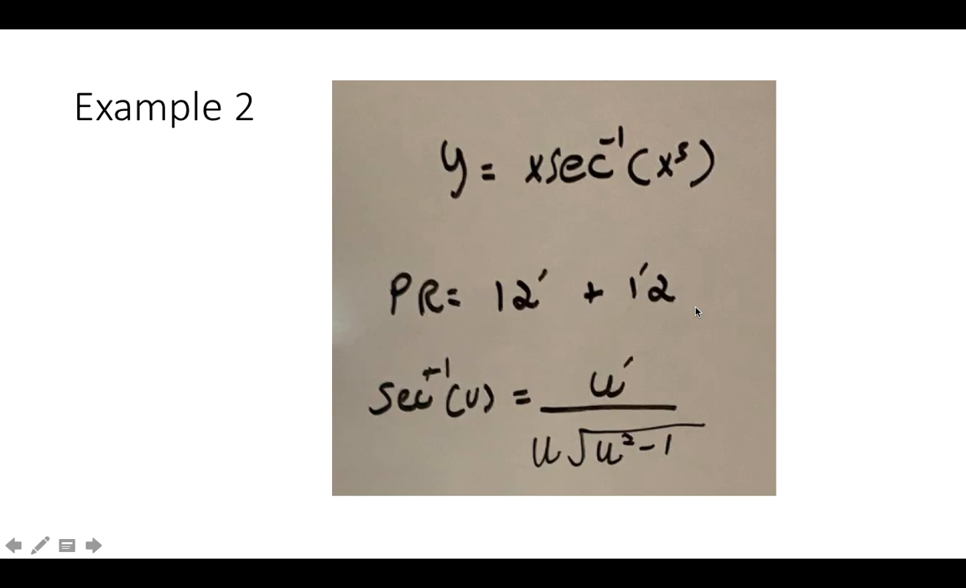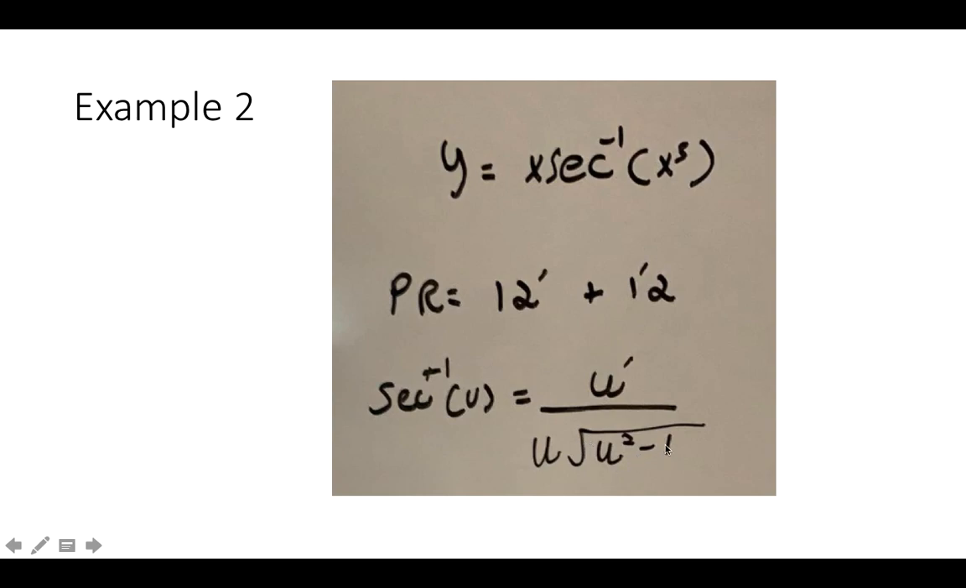And for our case, what would that be? In order to solve this problem, we would do x, because that's the first function. We'll take the derivative of inverse secant of x to the third, which is the derivative of the second function, plus the derivative of the first function, which is going to be 1, times the second function, which is inverse secant of x to the third. And the second formula that we're going to use is the inverse secant formula, which involves the u component. The derivative of inverse secant of u is u prime divided by u times the square root of u squared minus 1.